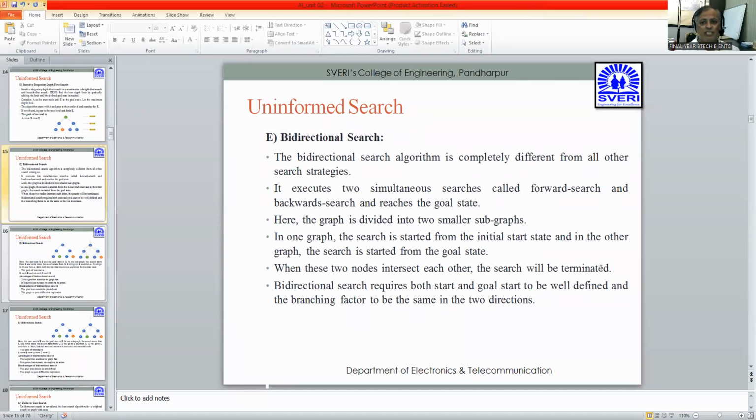Okay, so as soon as they come to one place, the search will terminate at that place. Sorry. Bidirectional search requires both start and goal state to be well defined and the branching factor to be the same in two directions. So the most important thing here is that both start and goal state should be well defined and the branching factor to be the same in two directions.